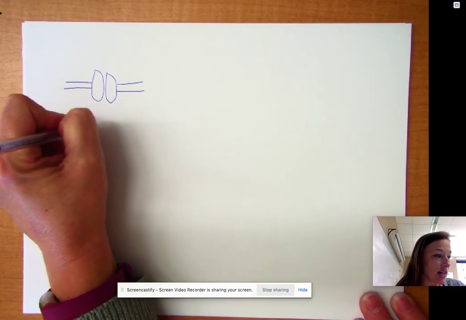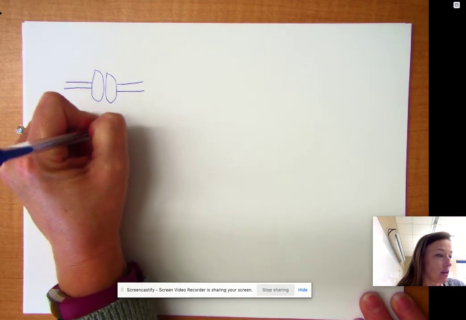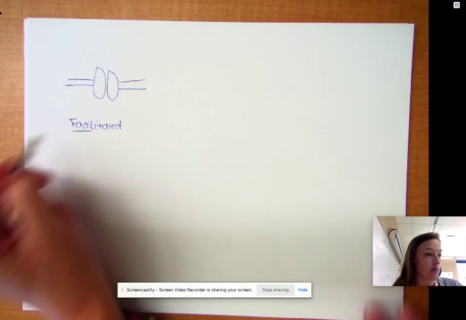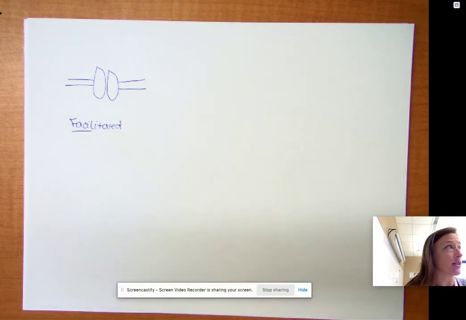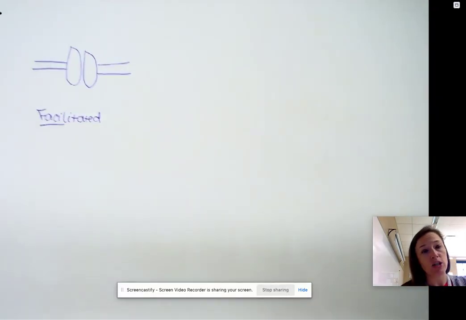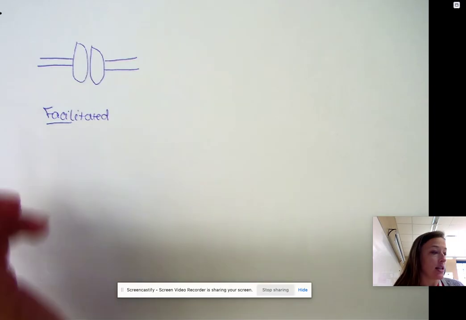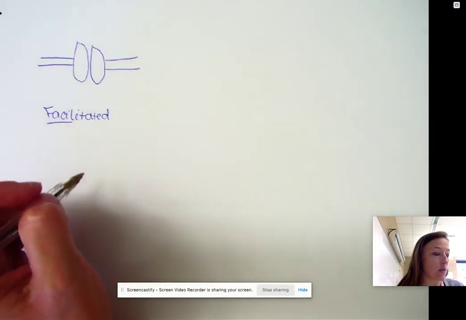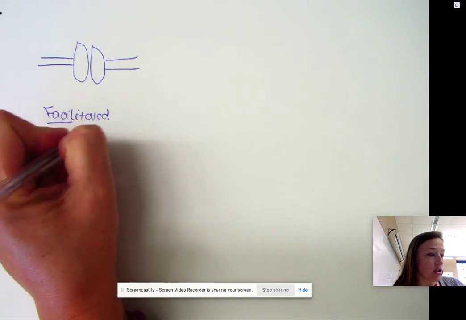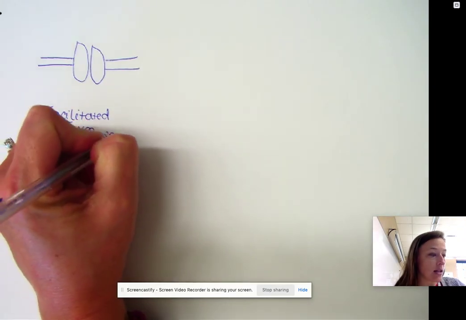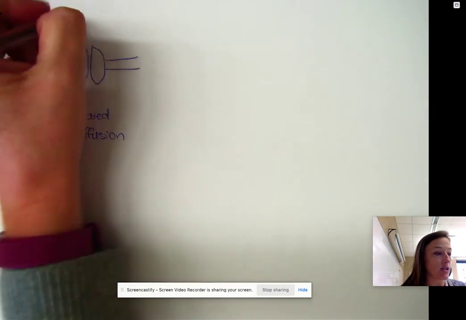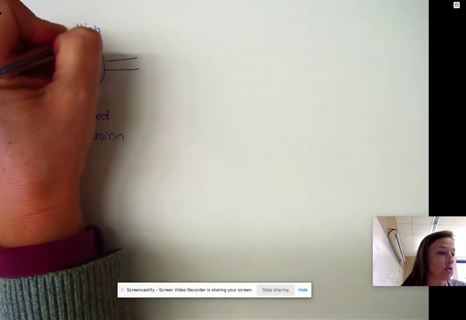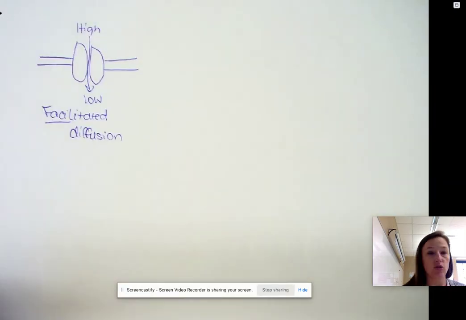So, facilitated diffusion. I don't know about Latin or Greek, I'm sure it came from one of those languages, but in Spanish, fácil means easy. And so facilitate means to make easy. That's the meaning of that word. And so facilitated diffusion is diffusion made easy because we use a protein. And so we go from high concentration to low concentration.